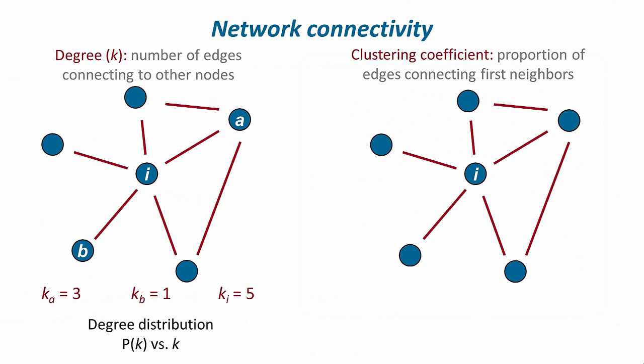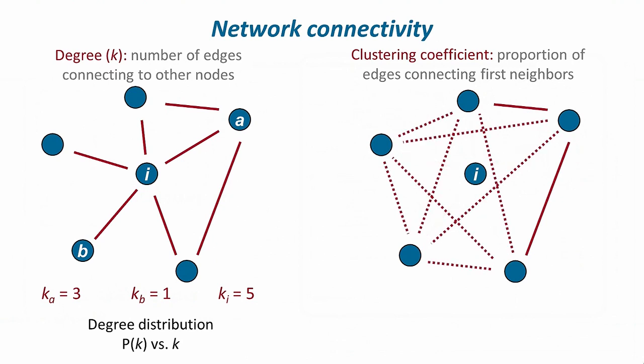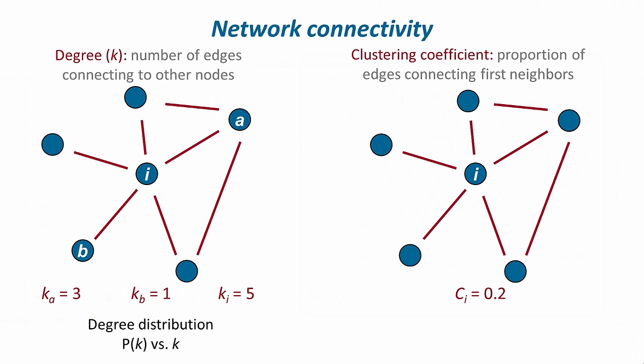On the right side, we'll determine the clustering coefficient for node I. With a degree of 5, node I has 5 nearest neighbors, all the other nodes in this network. Its clustering coefficient is the proportion of connections present between its nearest neighbors, of which we see there are 2, relative to the total number of possible connections between those neighbors, which in this case is 10. This gives node I a clustering coefficient of 0.2. After calculating the clustering coefficient of all nodes in a network, we can plot this distribution as well.